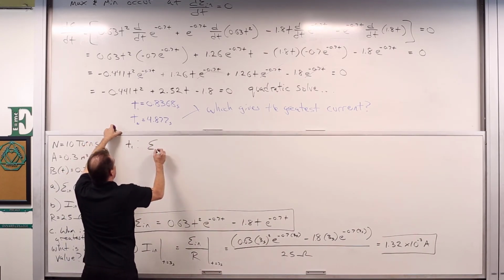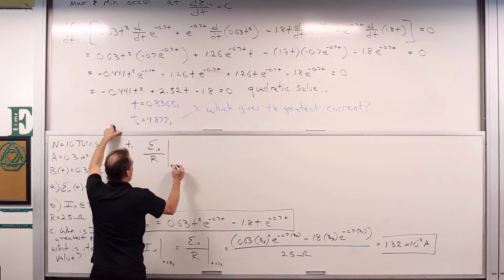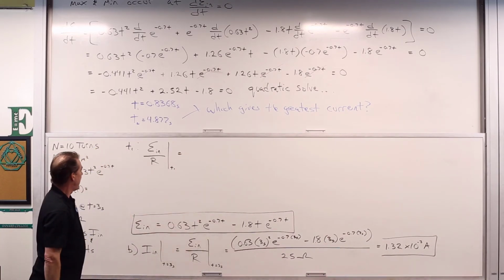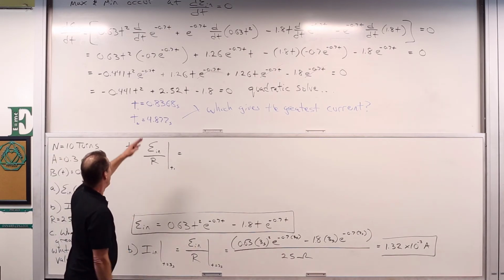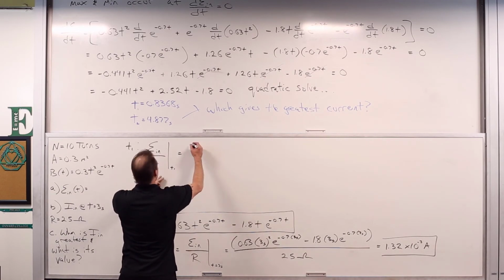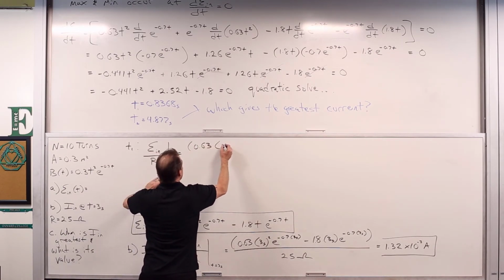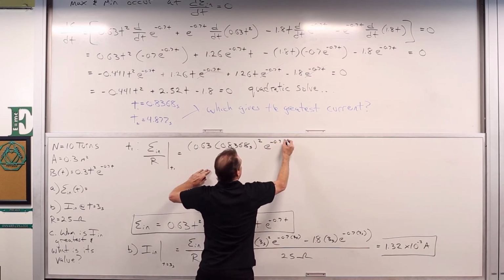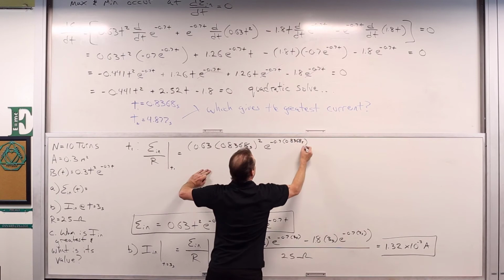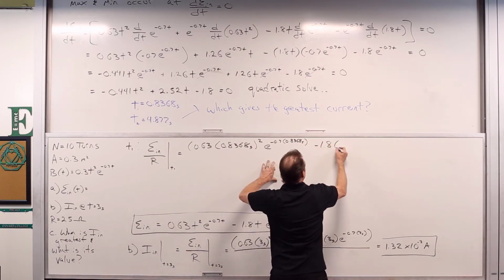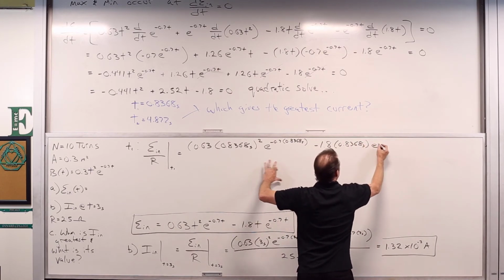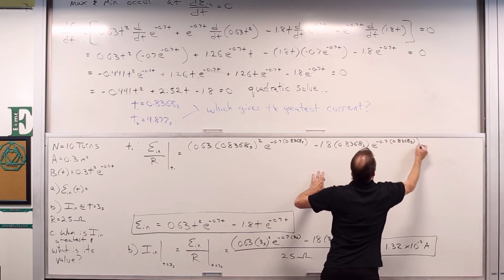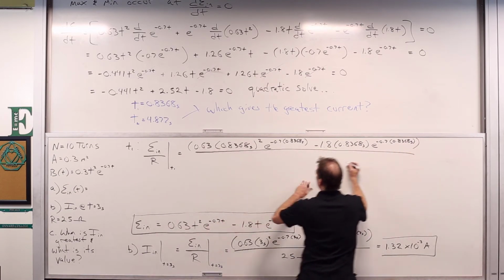At t1, we have the induced EMF divided by R evaluated at t1, which is going to be equal to that divided by 25 evaluated at t1. Excuse me, that evaluated at 0.8368. So we've got 0.63 times 0.8368 seconds quantity squared times e to the negative 0.7 times 0.8368 seconds, minus 0.8368 seconds multiplied by e to the negative 0.7 times 0.8368 seconds. All divided by R, which was 25 ohms.